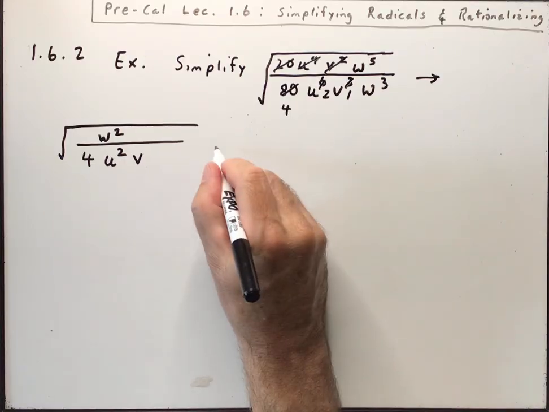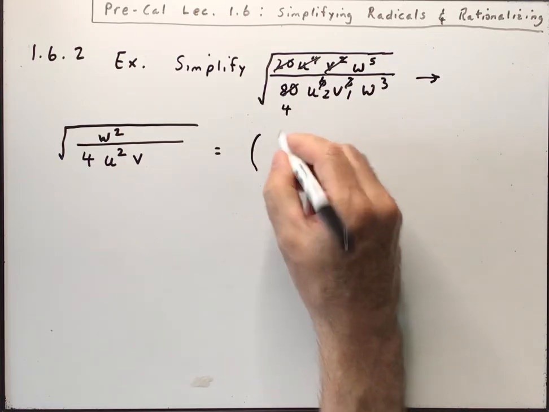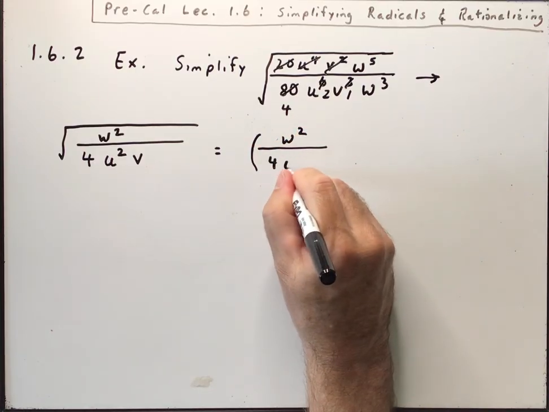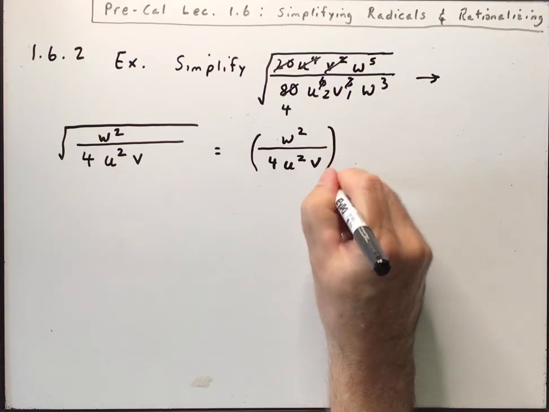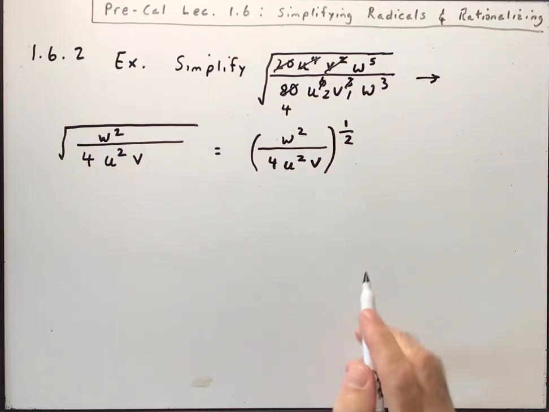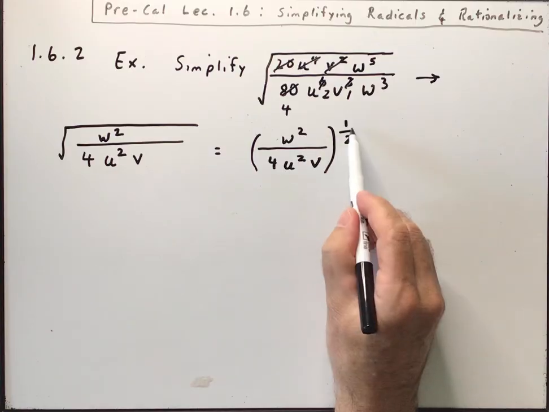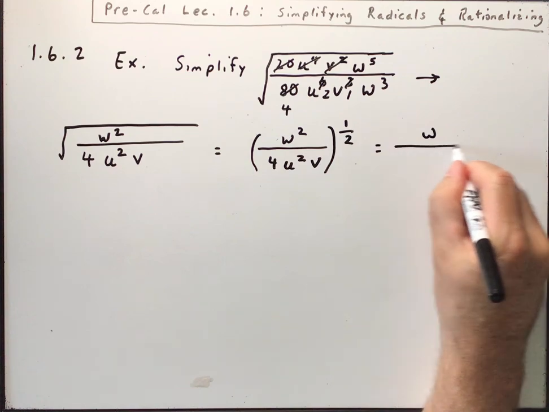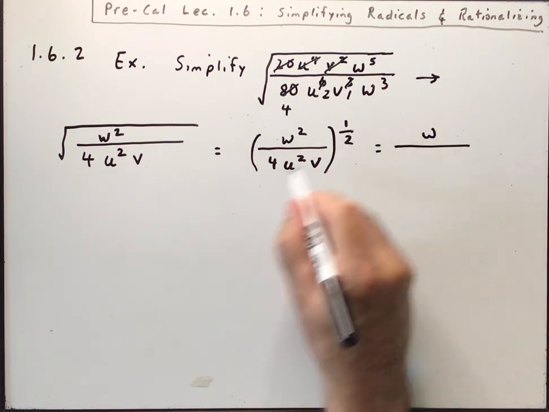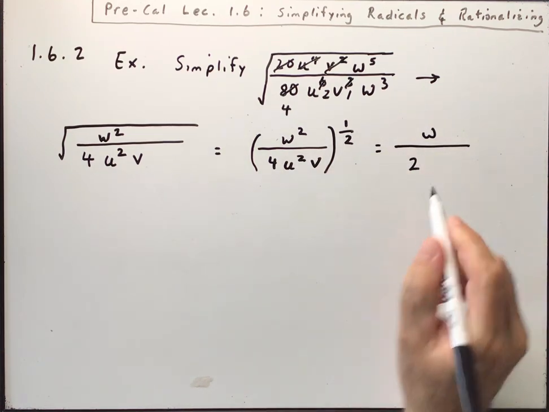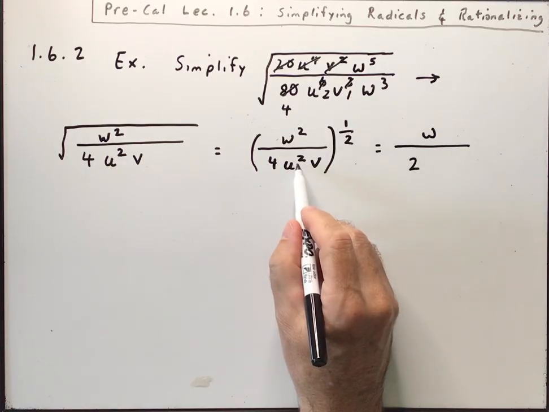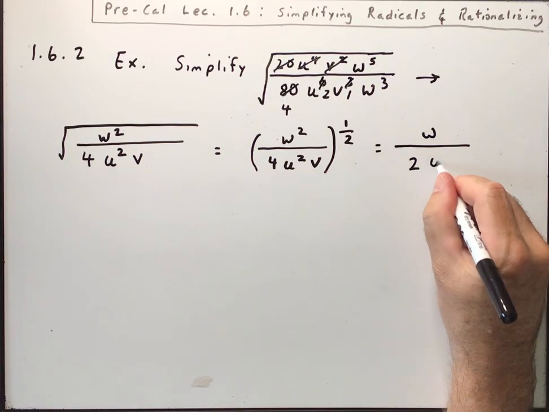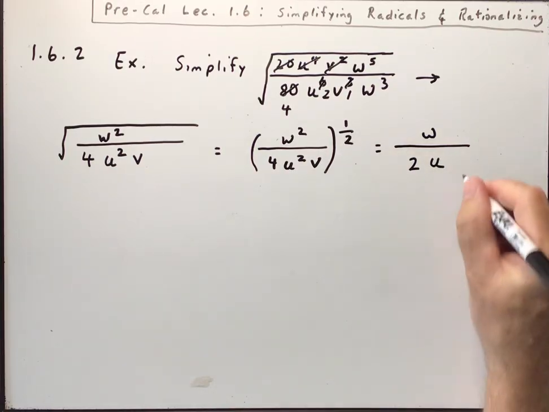Okay, so now what I'm going to do is raise all that to the 1/2 power. So w squared over 4 u squared v, all raised to the 1/2 power. So w squared to the 1/2, 2 times 1/2 is 1. So all that's left on top is a w. 4 to the 1/2, that's the square root of 4, that's just 2. u squared to the 1/2, 2 times 1/2 is 1, so you're just left with a u. And then v to the 1/2.